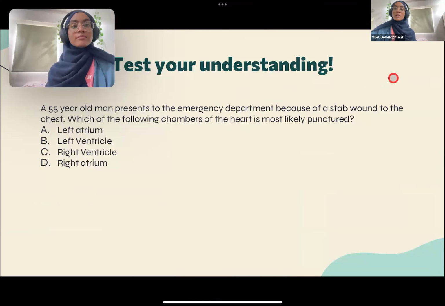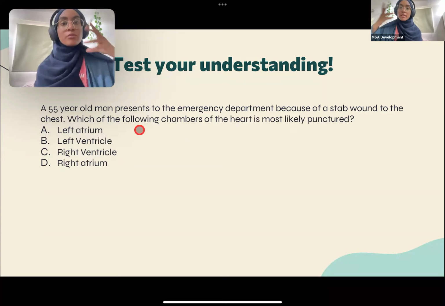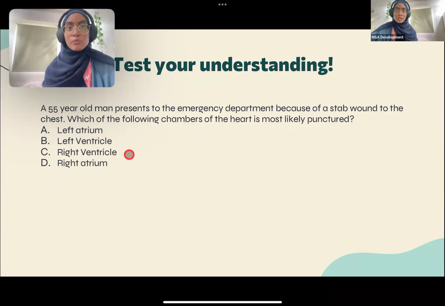Okay, question time. A 55-year-old man presents to the emergency department because of a stab wound to the chest. Which of the following chambers of the heart is most likely to be hit? So, a stab wound could be anterior, right? And what is the main part of the heart that forms the anterior surface? We said right ventricle. Okay, so the answer here would simply be right ventricle.